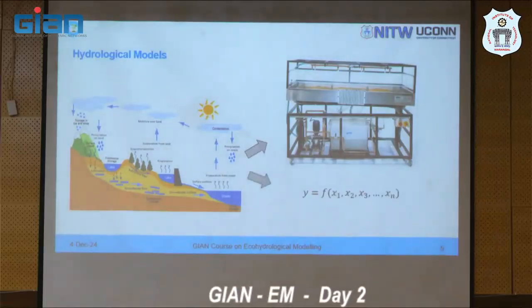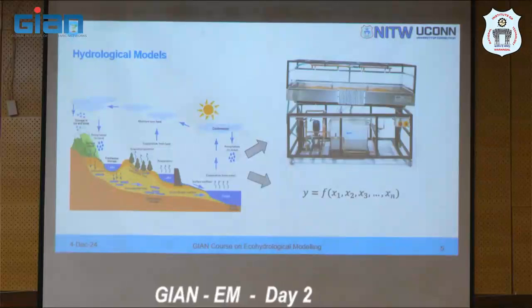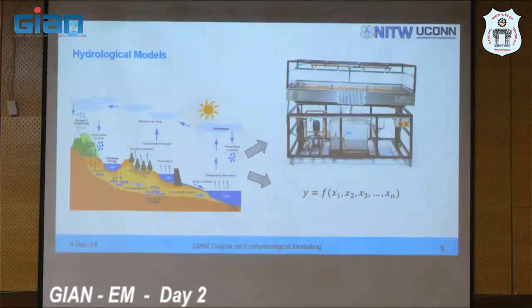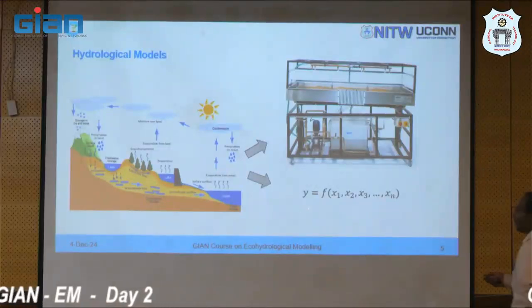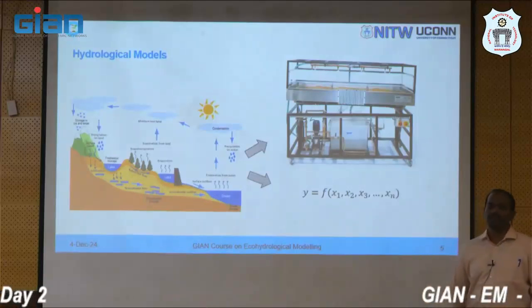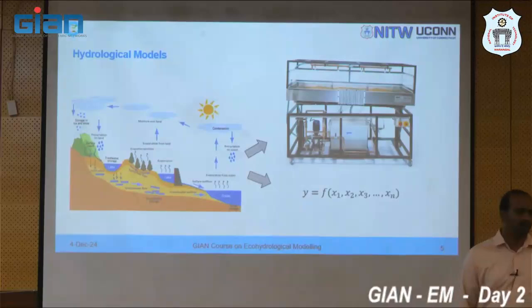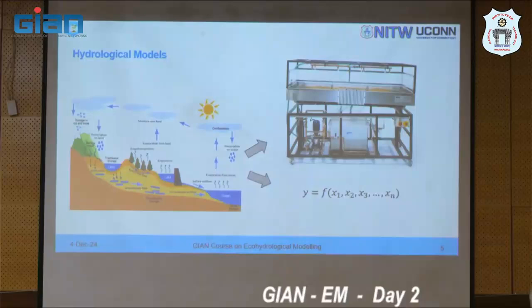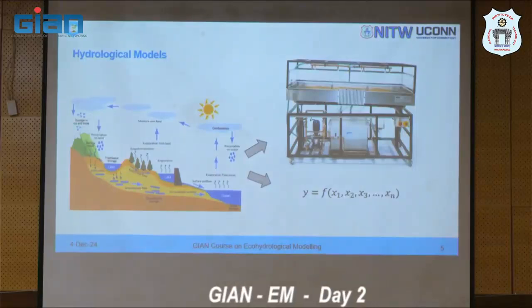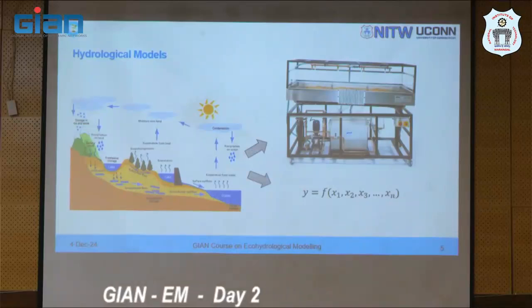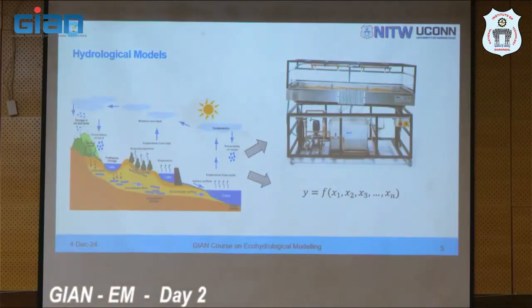So, we develop a mathematical expression for this entire process as y as a function of x1, x2, x3, x4. Now, this y can be anything: it can be stream flow, evapotranspiration, soil moisture, groundwater recharge or groundwater flow, lateral flow, any flow that is occurring. You can develop a mathematical relationship. So, most of the models in hydrology focus on representing this particular cycle in this form.